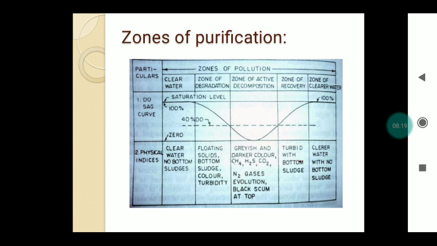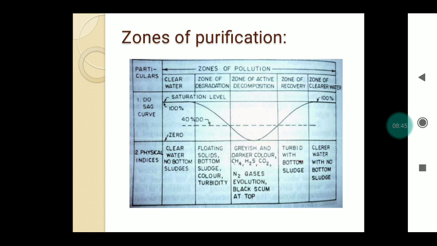In the zone of active decomposition, the dissolved oxygen goes down to the limit of 0. There is an absence of oxygen, and the sewage has a grayish and dark color, which produces gases like methane, hydrogen sulfide, carbon dioxide, nitrogen, and a scum layer is formed at the surface of the sewage in this zone.